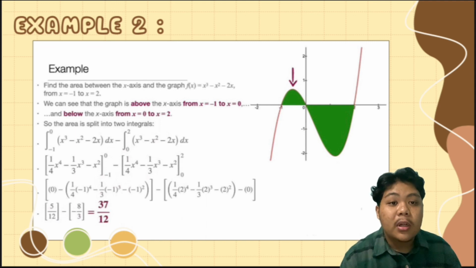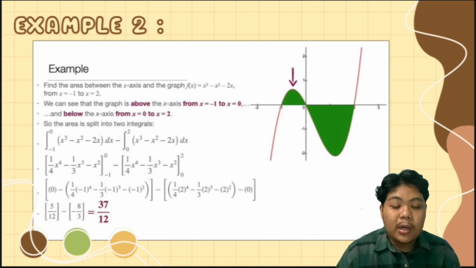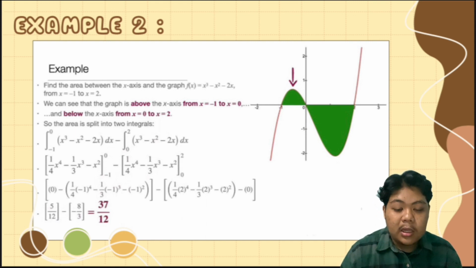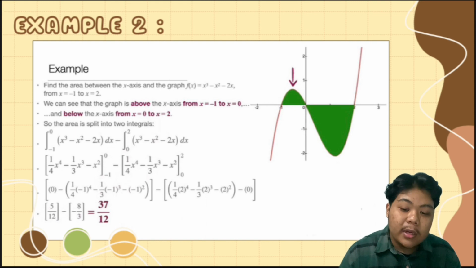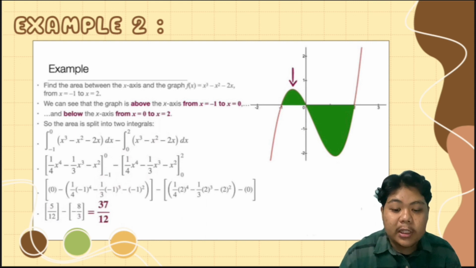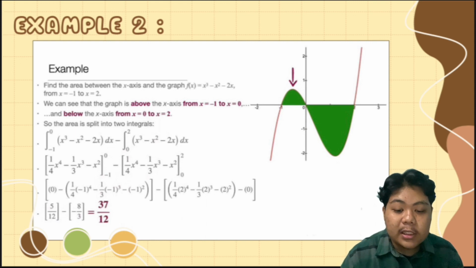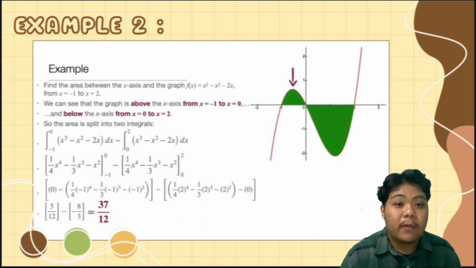We need to write the 0, which can give marks if we have it in the final. And then the final answer is, for the first one, 5 over 12 minus the second one, which is negative 8 over 3. And then the final answer is 37 over 12.